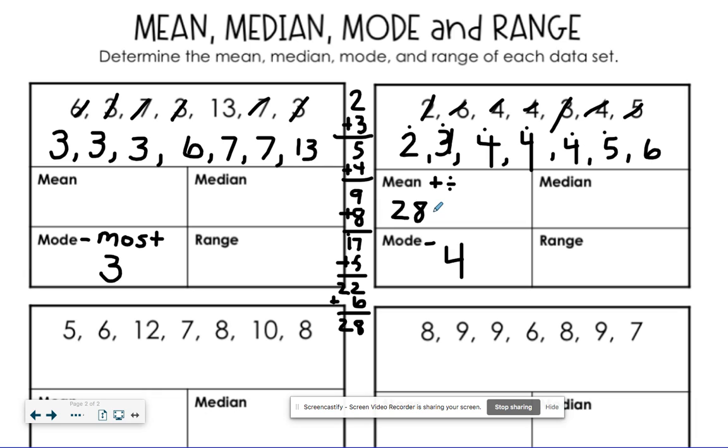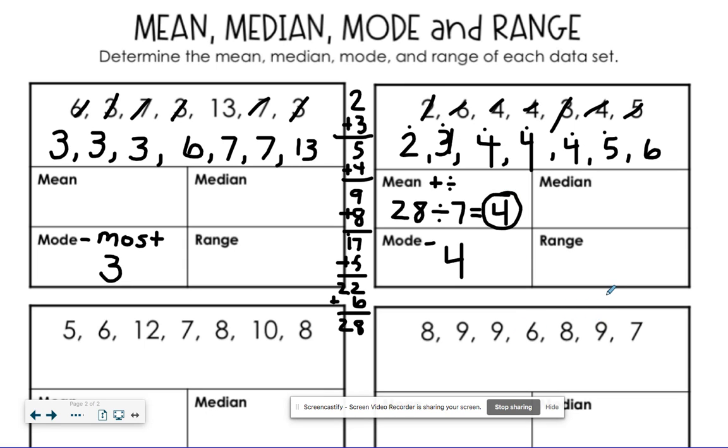So the first step was to add them all. The next step is to divide. Remember, we're dividing by how many numbers I added. So I can count 1, 2, 3, 4, 5, 6, 7. There's 7 numbers in our data piece. So I'm going to get 28 divided by 7, which is 4. Now, because I have some work shown in that box, I'm going to circle my answer so it can be found quicker.